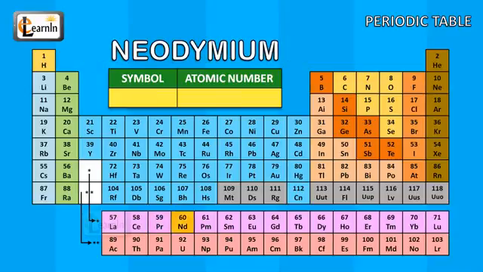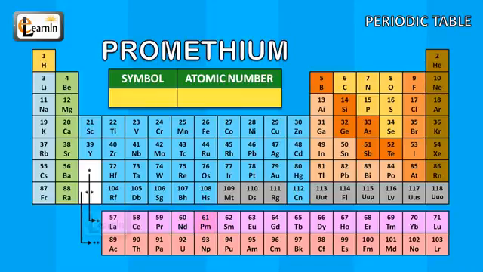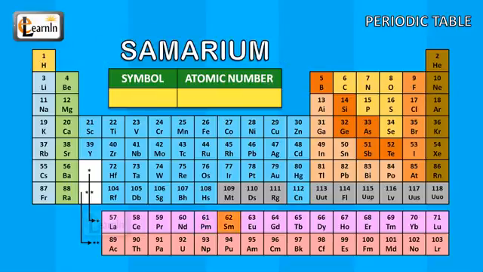The element neodymium is represented as Nd and has an atomic number of 60. The element promethium is represented as Pm and has an atomic number of 61. The element samarium is represented as Sm and has an atomic number of 62.